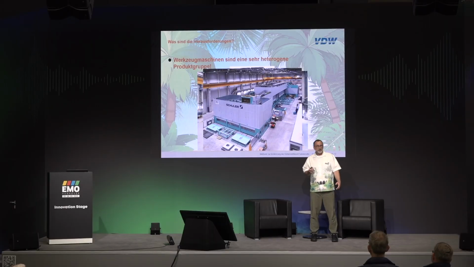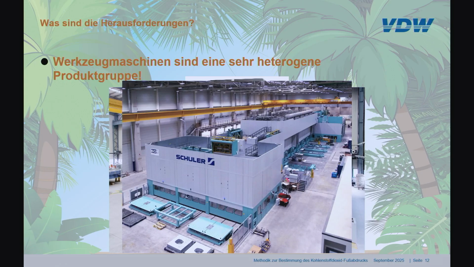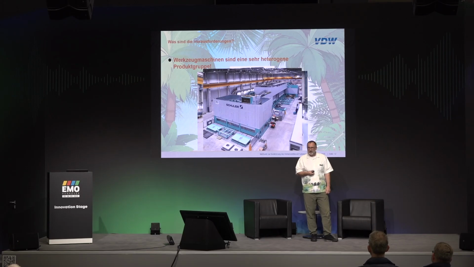When you go through a tunnel, they have gears of 8 meters. This is 10 meters, and this too is also a machining center. This is Schuler. It's as big as a soccer field. Now, these are the challenges we had. How can you put together rules that apply to all of these machines?